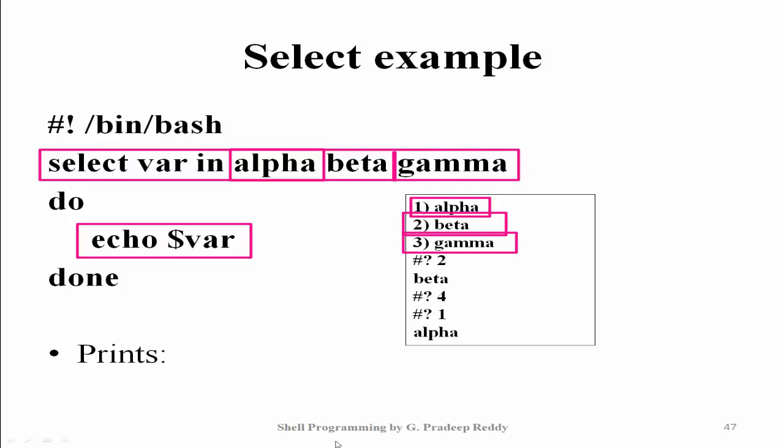For example, you are going to specify hash followed by 2. Now it is going to display the beta. For example, if you want to specify $4, there is no fourth argument, only 3 arguments are there here, so it won't show any output. For example, you specify $1. The first argument is alpha, so it is going to display alpha.